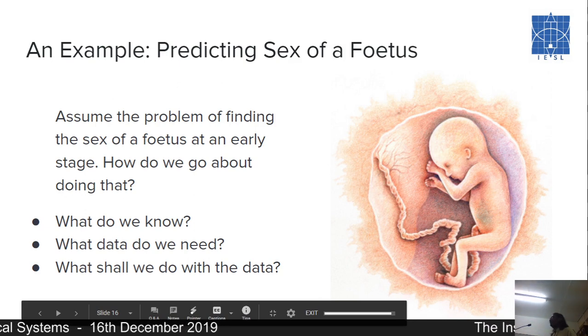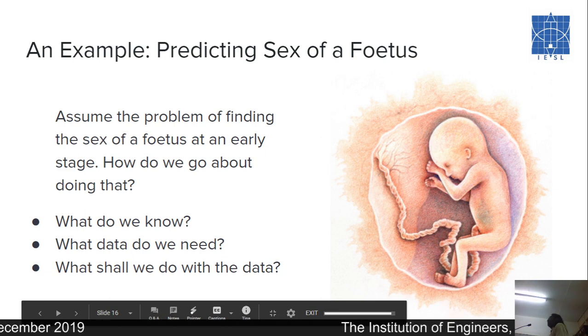So do we know that the blood of the fetus goes through the body of the mother? That's how there's a connection through the placenta. So that's how the fetus gets the oxygen and gets rid of the carbon dioxide. So the blood of the fetus goes into the body of the mother.